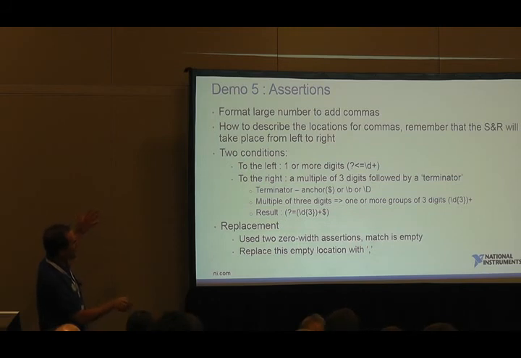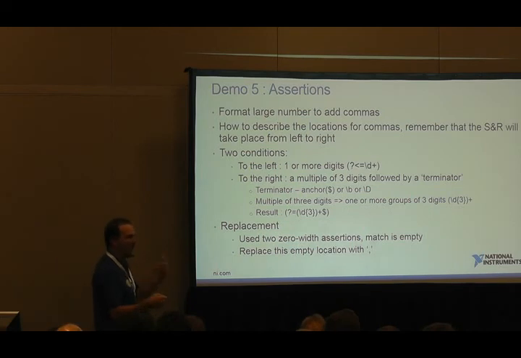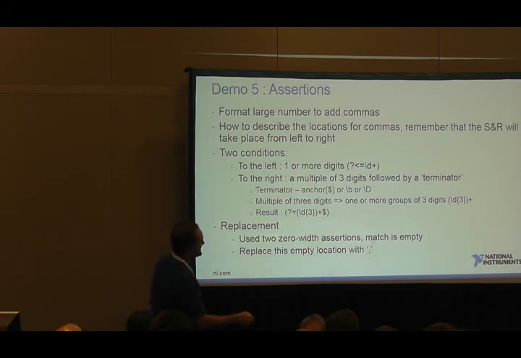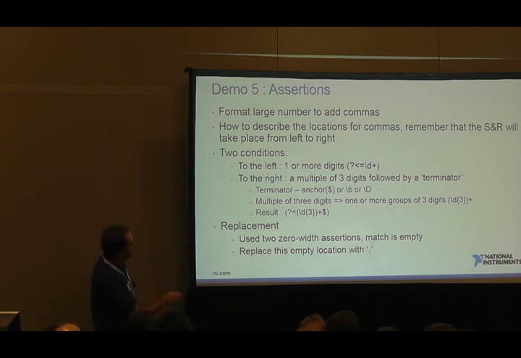And so how do we describe these things? Well, a multiple of 3 digits we would describe as one or more groups of 3 digits. We know how to say one or more groups of 3 digits. So this is the group of 3 digits inside the parentheses, and this plus tells you we want one or more of those groups. And so the result for what we want to the right of a location is a group of 3 digits followed by, in this case, I'll just say the end of the string.